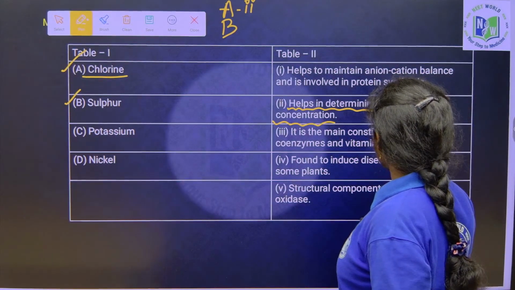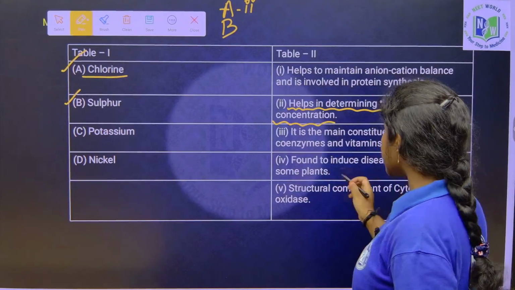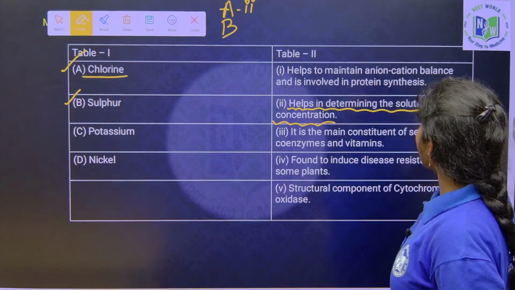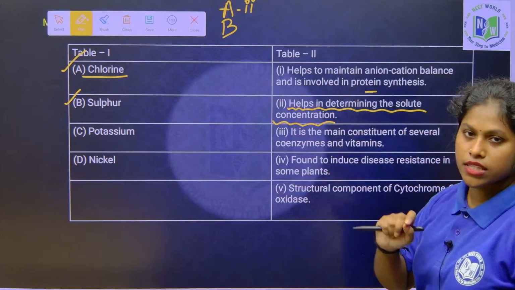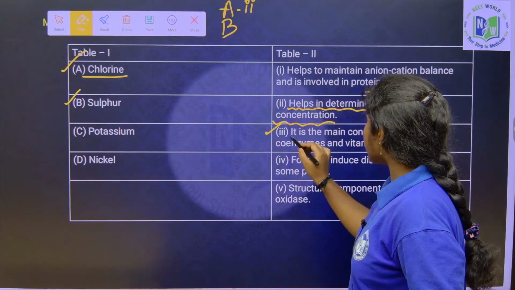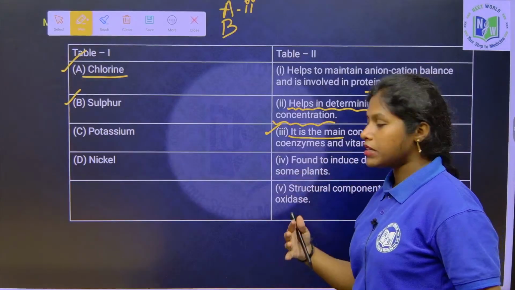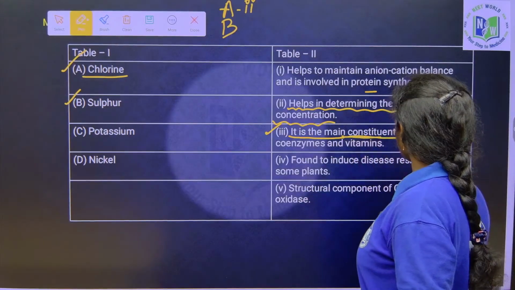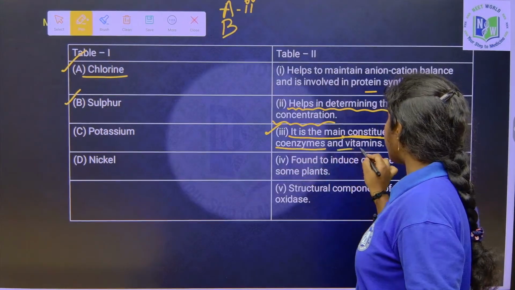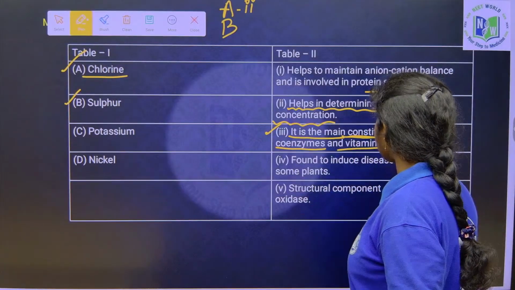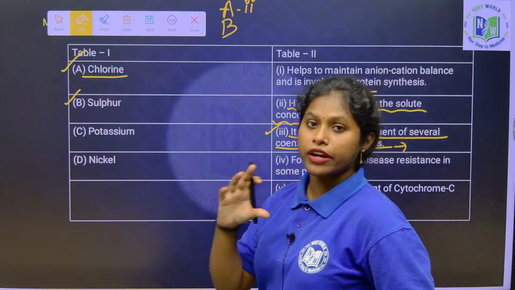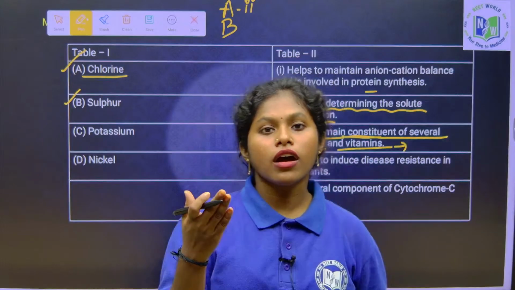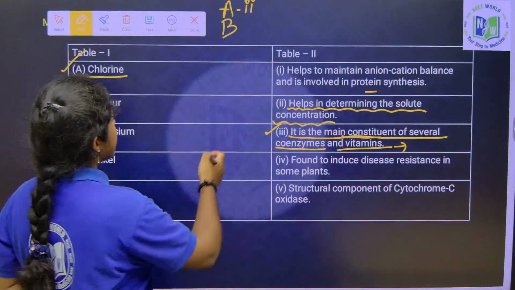It is a constituent of several enzymes and vitamins, found to induce disease resistance in some plants. Structure and component of cytochrome C oxidase, helps in maintaining anion-cation balance, and it is involved in protein synthesis. The third statement is not directly given, but here see essential functional components. It is a main constituent for several coenzymes and vitamins, like biotin and thiamine, and sulfur is a main component of coenzyme A and an important constituent of ferredoxin also. So B is the answer for 3.